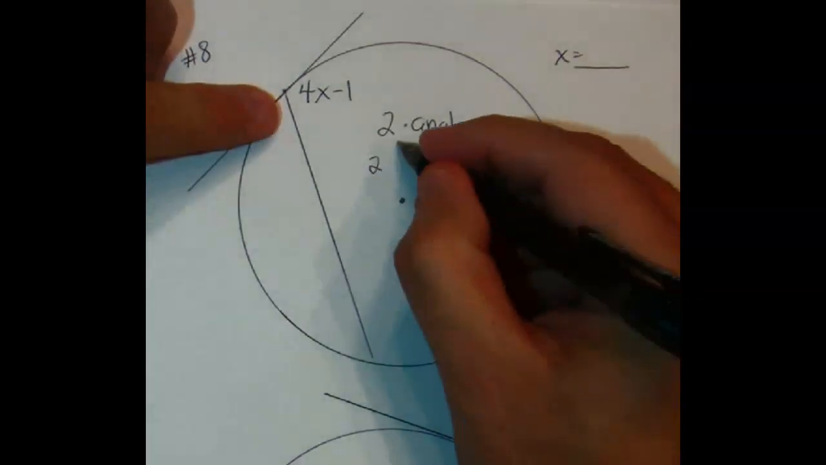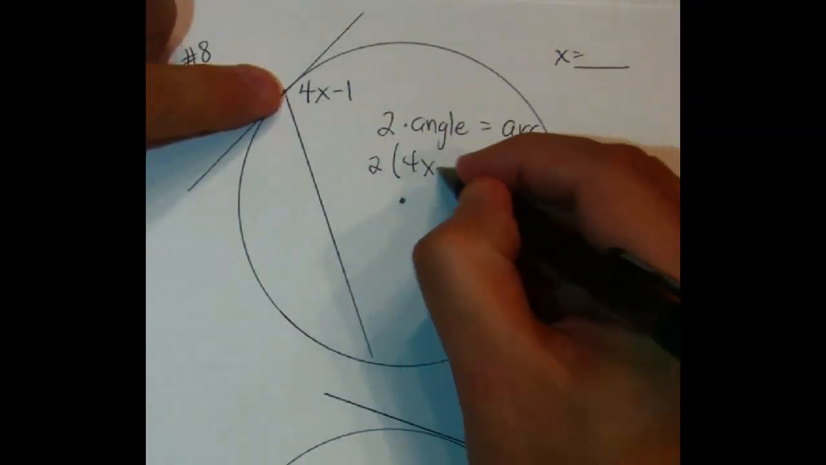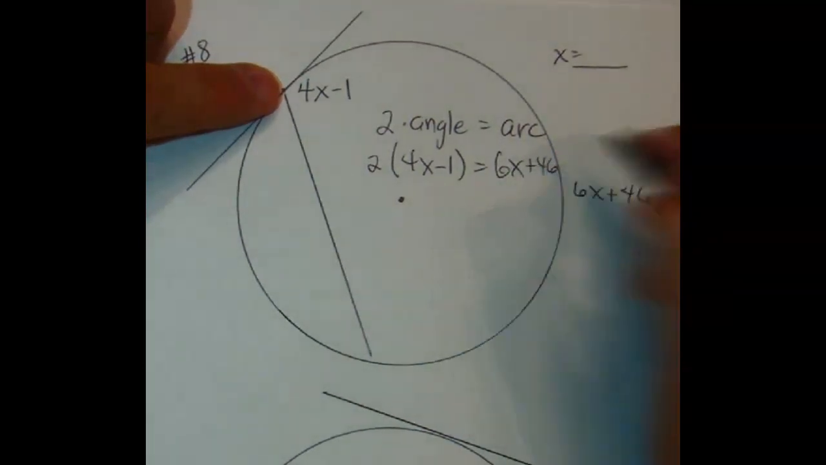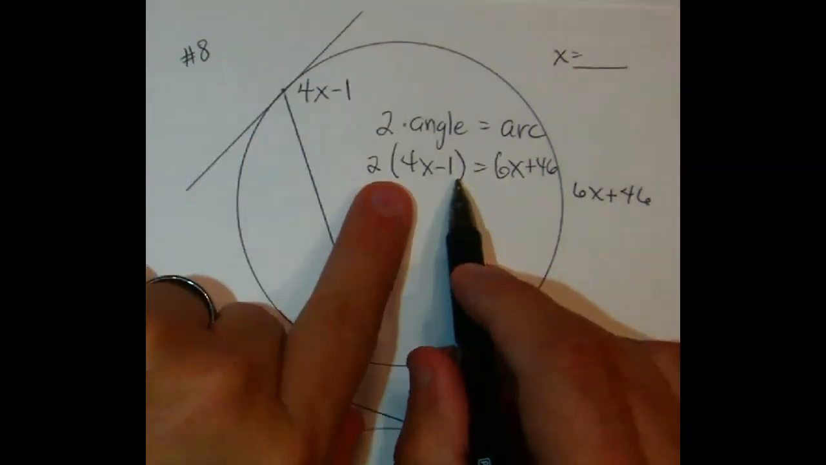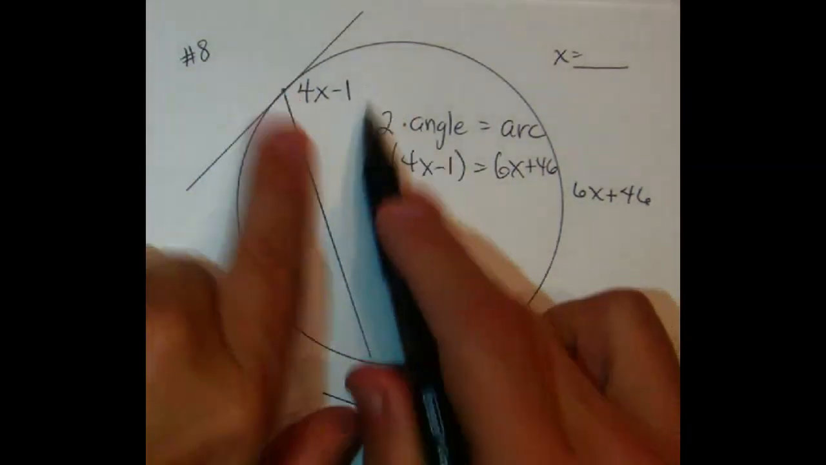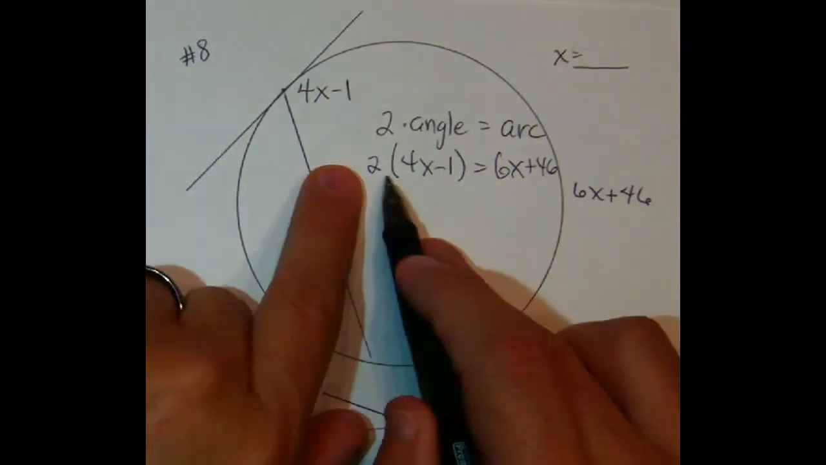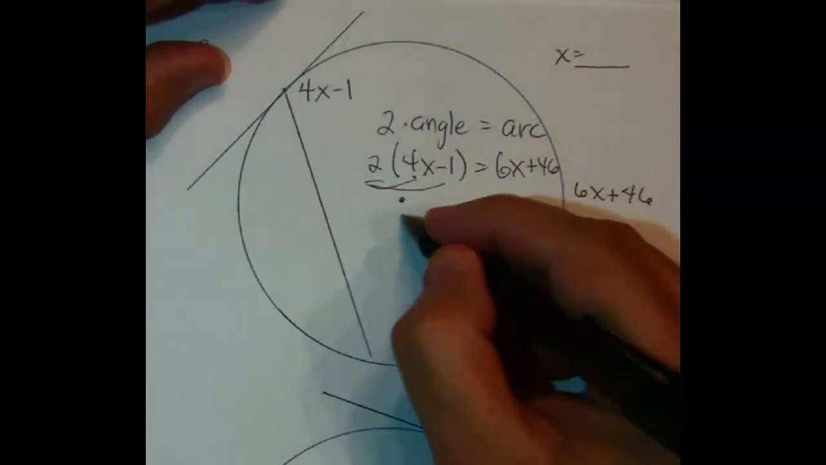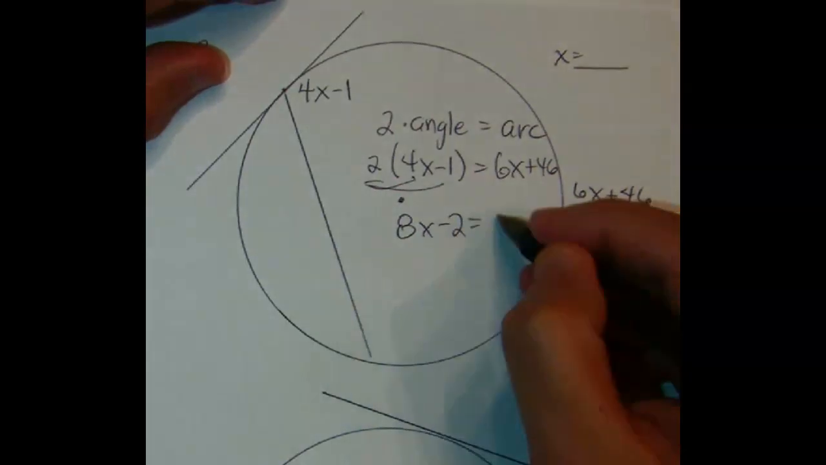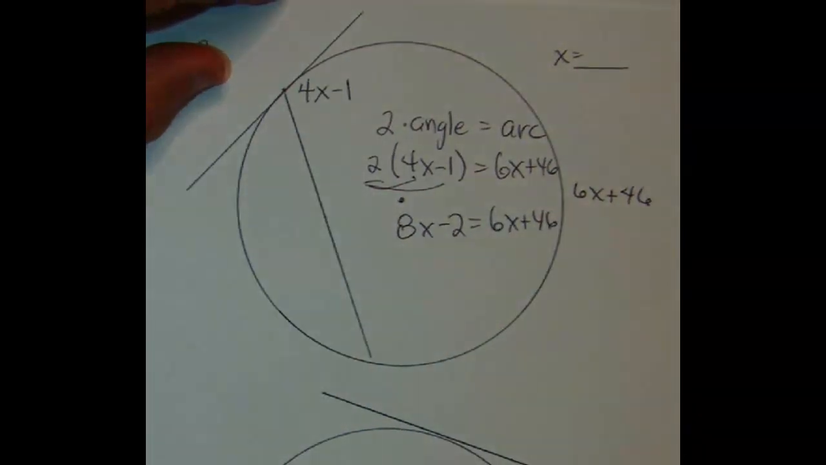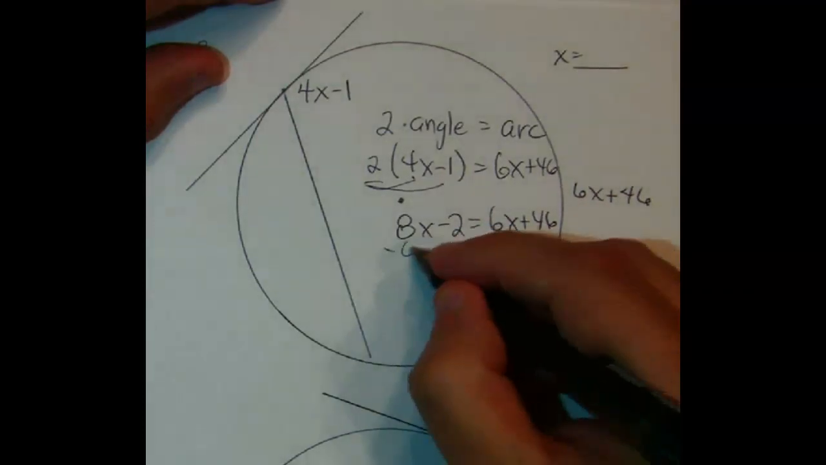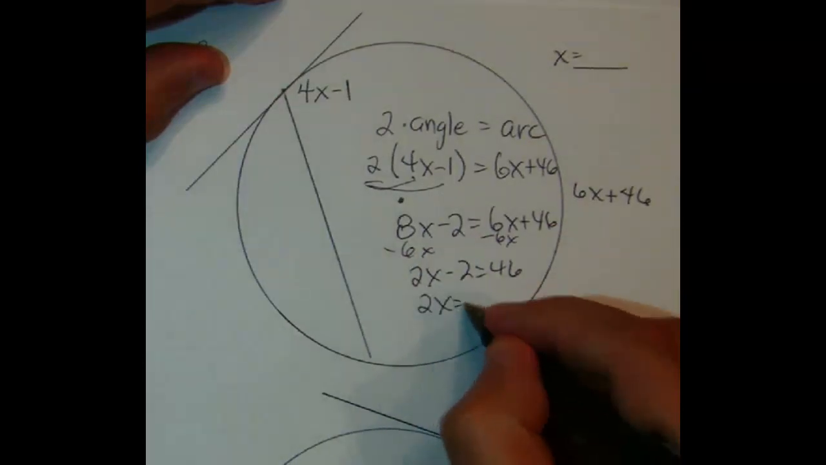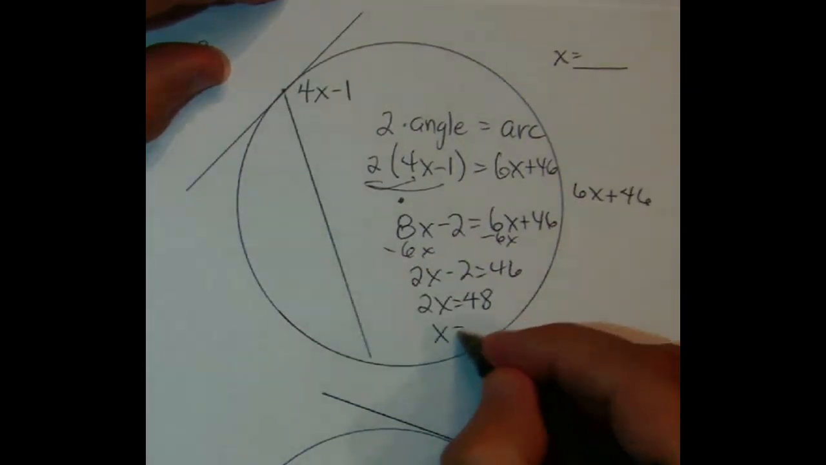So if I take 2 times this angle, which is 4x minus 1, it will equal the 6x plus 46. Please don't forget to put parentheses around the angle here, okay, because when you distribute, you have to distribute everything, even that 1 over here on the right side. So let's distribute, and I get 8x minus 2 equals 6x plus 46. Subtract 6x. 2x minus 2 is 46. 2x is 48. And x equals 24.